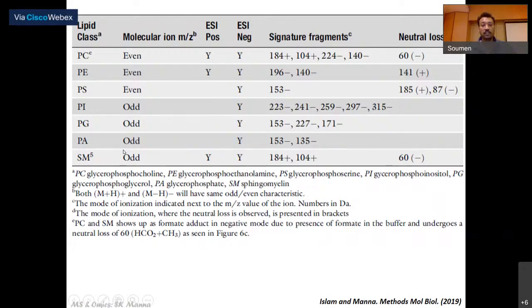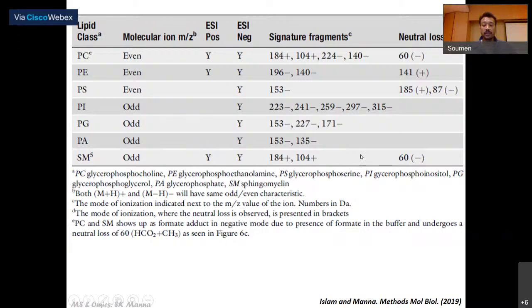Similarly, phosphatidic acid, you will see in negative mode, and 153 minus and 135 minus, and so on and so forth. So phosphoserines, typically, you can pick up very easily using the fact that, for example, 153 is present in both phosphatidic acid and phosphoserine in negative mode. However, phosphoserine will have even mass only, phosphatidic acid will have odd mass only, and then phosphoserine will have neutral loss of 185 in positive mode and 87.